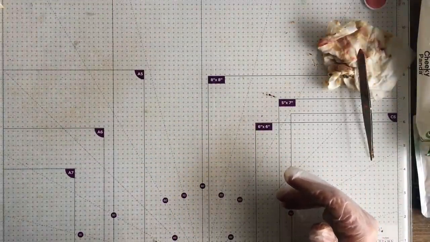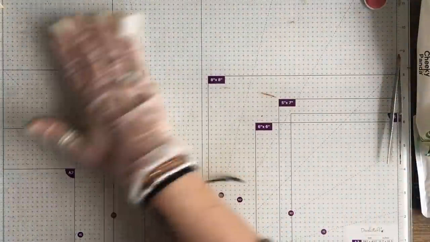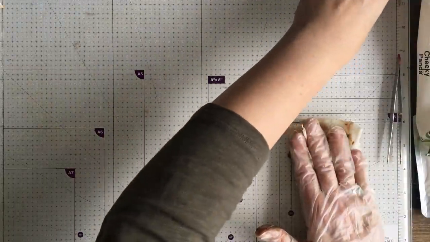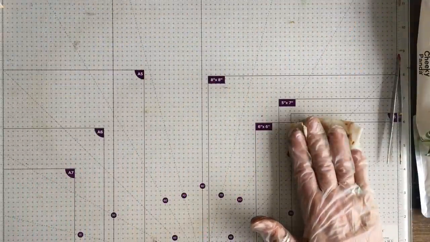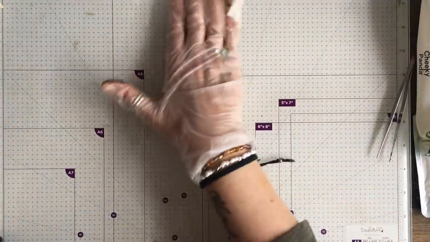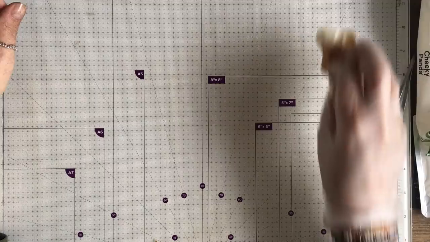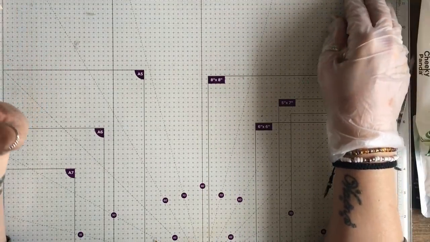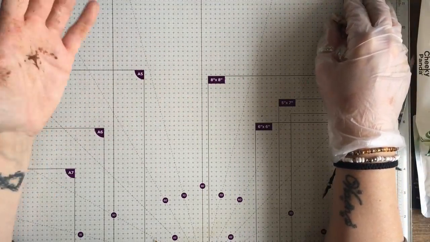Right. So the next experiment is I'm going to attempt, and I use that very loosely, I'm going to attempt to make oxide inks. This is absolutely not my idea.